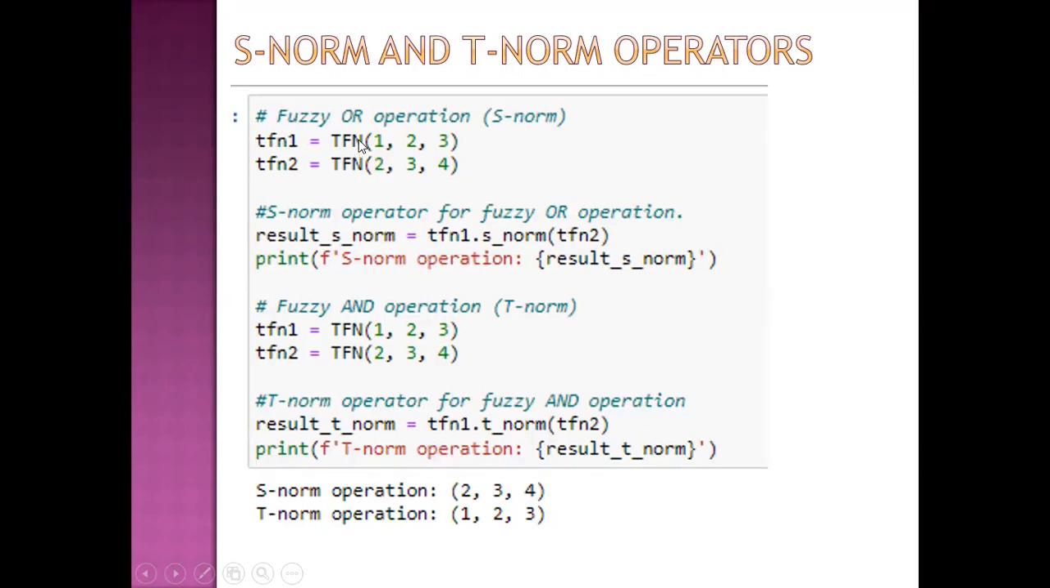Now we have S norm and T norm. The S norm is for OR operation and T norm is for AND operation. So if there are these two numbers, this is the result of S norm. That is the OR operation between these two numbers. And if there are these two triangular fuzzy numbers, this is the T norm or AND operation between these two numbers. So these are the results.